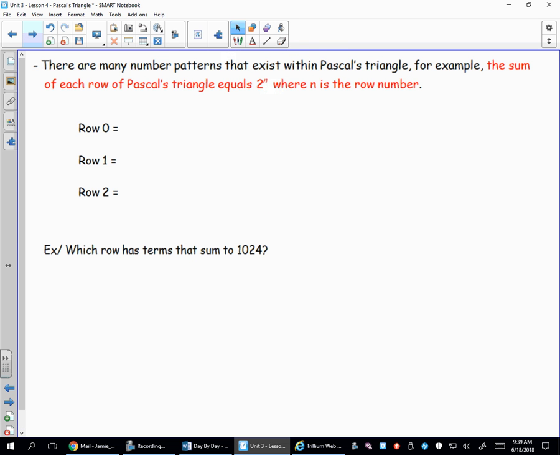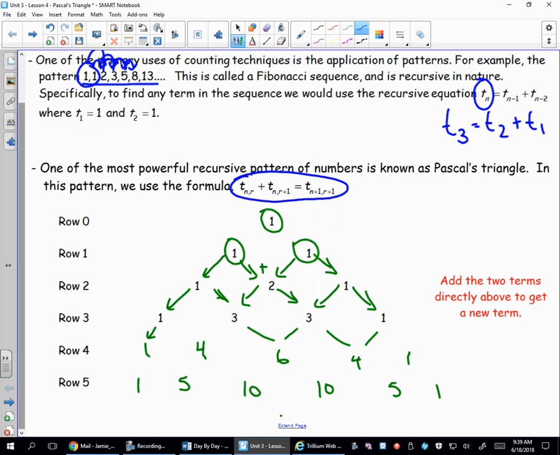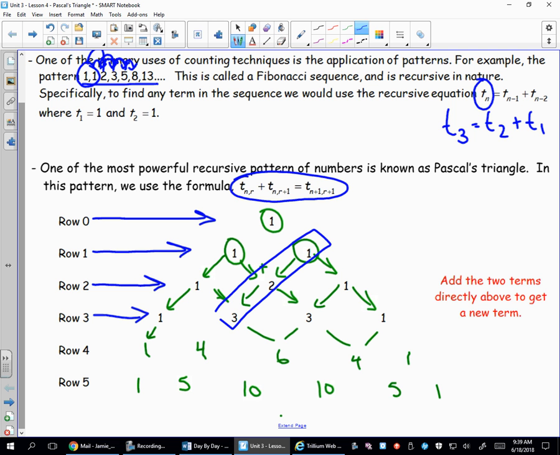One of the nice patterns is that if you add up the terms in any row of the triangle, it always comes out to 2 to the power of n, where n is your row number. Let me go back for just a second. The first row is called row 0. I don't know if you noticed that, but this is row 0, and then row 1, row 2, row 3. If you look at the second term in each row, that's your row number. Row 4 is 4, row 5 is 5.